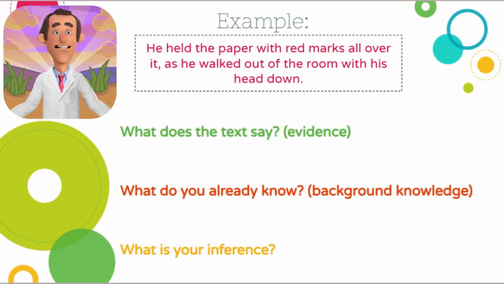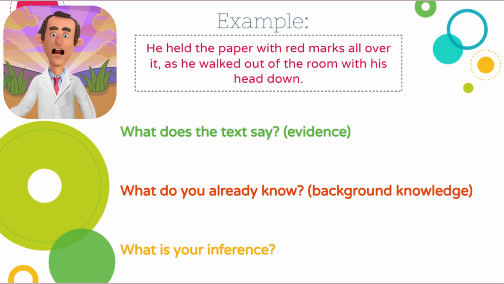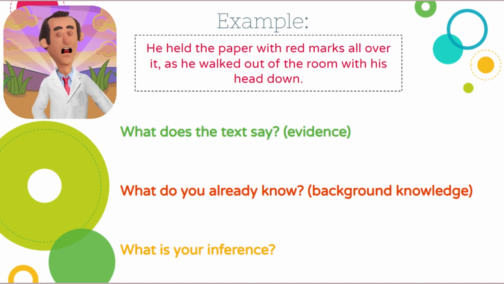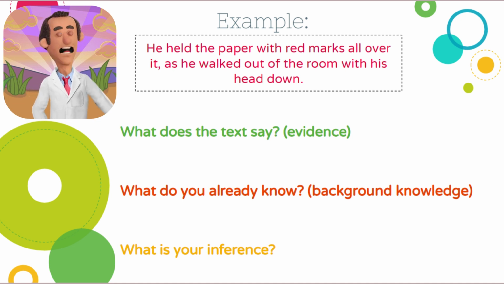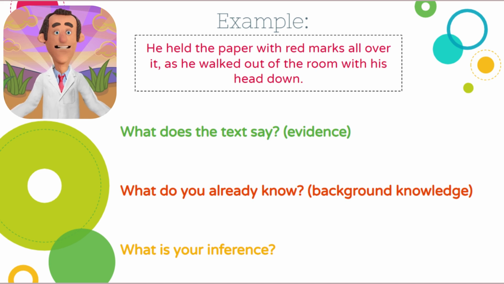Let's try this with a text example now. On your screen, you can see an example of a small passage. The passage says, "He held the paper with red marks all over it as he walked out of the room with his head down." What does the text say? What evidence do we have here for how this person might be feeling? Well, it says he had red marks all over his paper. It also says he walked out of the room with his head down.